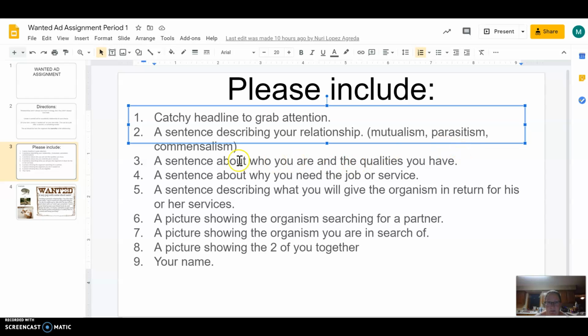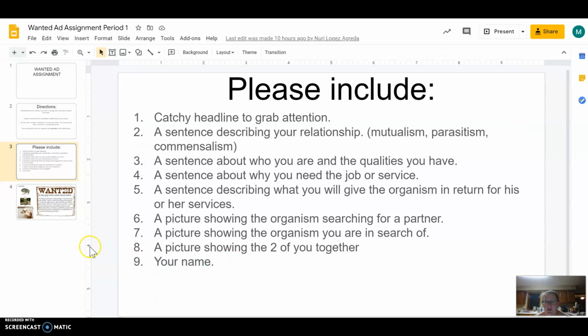parasitic. So then I would like you to have a sentence where you explain who you are and the qualities that you have, a sentence on why you need the job or service, and then a sentence describing what you will give the organism in return for his or her services. So in mine, I said, I'll give you the heebie-jeebies, and I'll give you lots of bites to scratch. So if that's something you're interested. And then I'm asking you to show me a picture of the organism you chose, the organism that you're in search of, and then a pair of them together. And then don't forget your name because I want to give you the points for the work that you do.